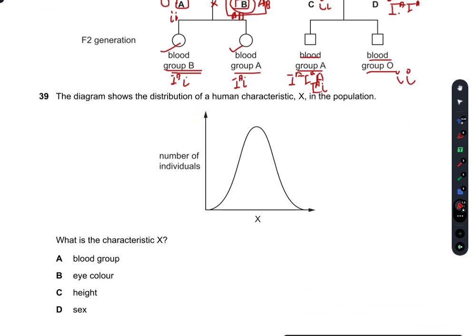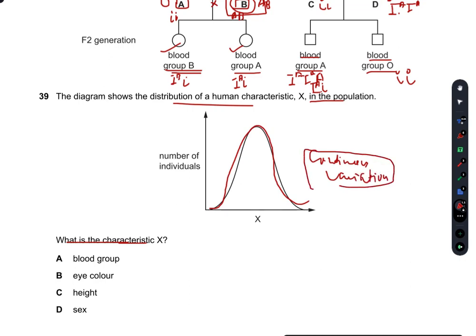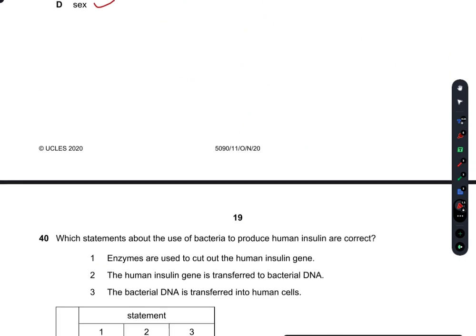The diagram shows the distribution of a human characteristic X in a population. So what is the characteristic X? This characteristic is highly varying. So this is a continuous variation which does not have distinct phenotypes. Blood group, eye color, and sex do have distinct phenotypes, so C is the right option.